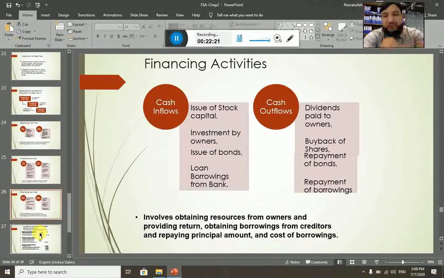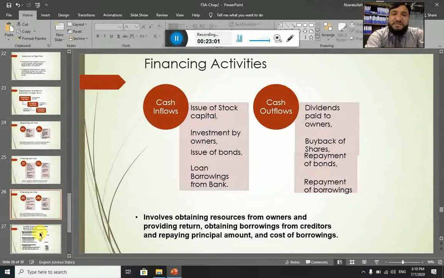Okay, what is the outflow? Outflow is dividend payment to the owners or interest payment to the bondholders, or when you buy back the shares. The shares are bought back by the company, so the money is given, that is outflow. Similarly, when bondholders bring our bond back and receive their capital, that also comes under cash outflow. And similarly, repayment of borrowings and loans also comes under financing cash outflows.